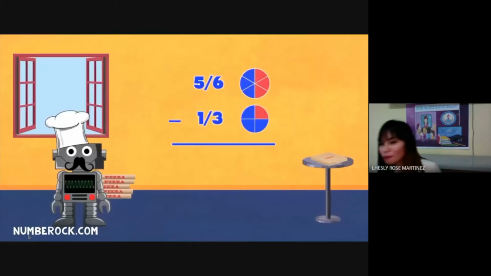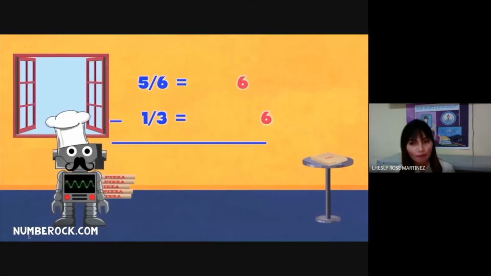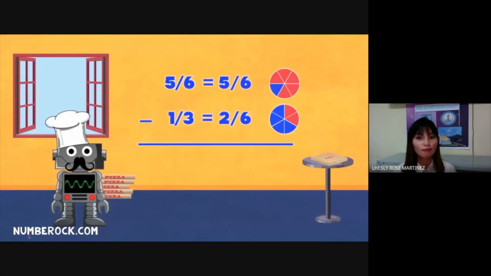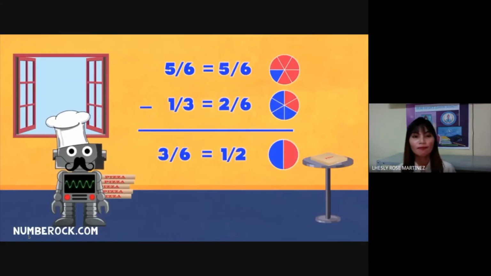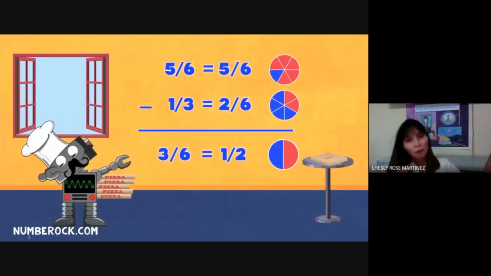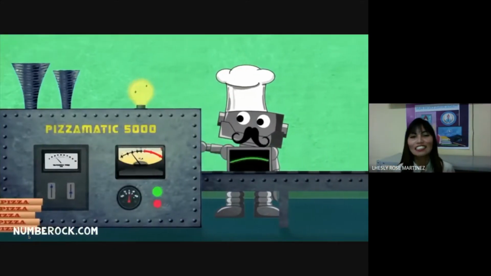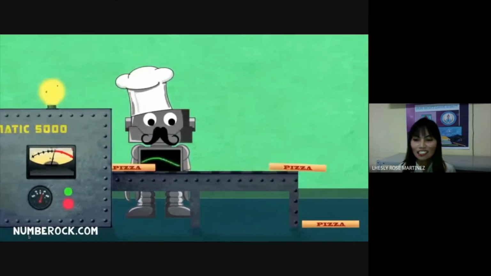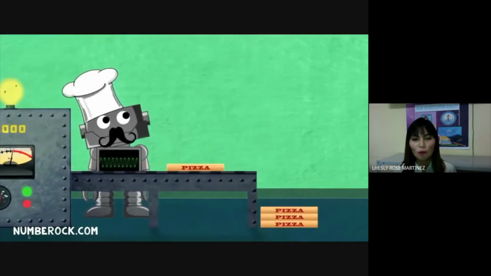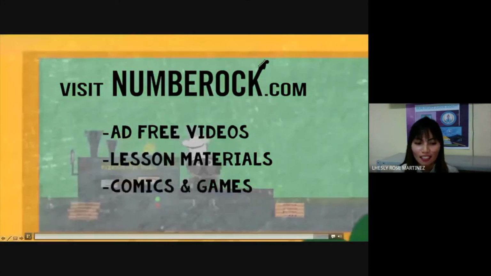Yum, yum, yum. Find the least common multiple. That's the first action. Next is finding equivalent fractions. Then do the addition or subtraction. Simplify like an automatic reaction. Visit numberrock.com for exclusive content.